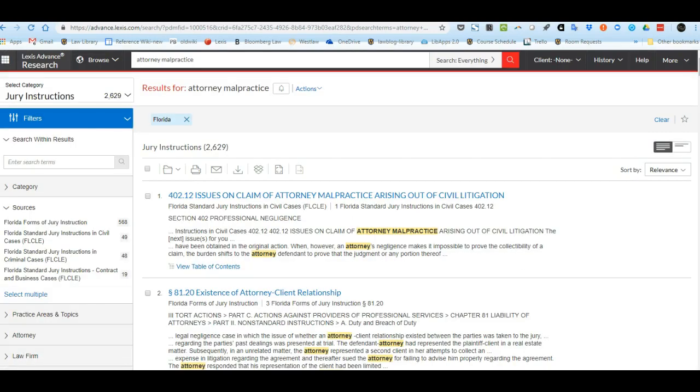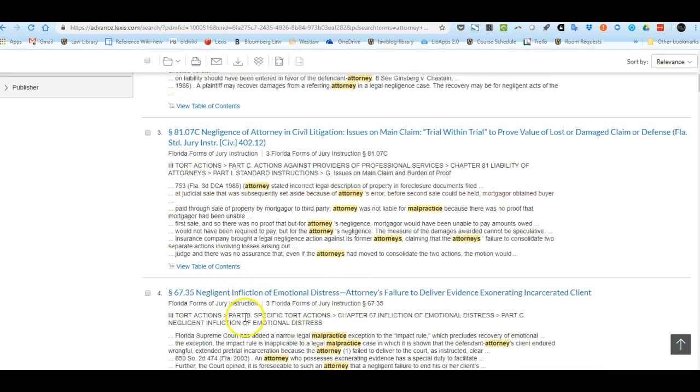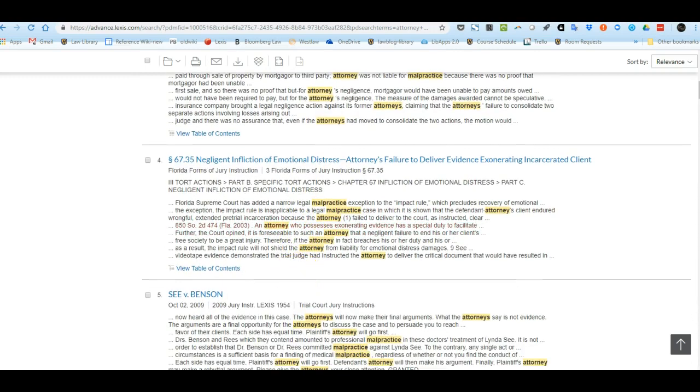As I mentioned, Lexis doesn't have New York, but it does have Florida. So we see here Florida Standard Jury Instructions, Florida Forms of Jury Instruction. So you could find out about how you might want to recommend instructing a jury in Florida, and take a look and see if this is also good for just giving you some background on that particular issue in Florida.